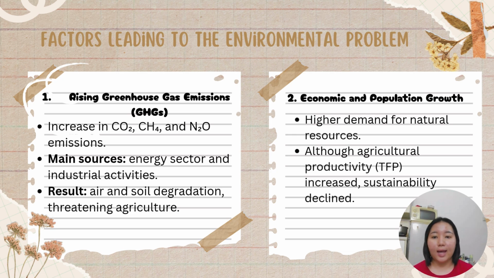The second factor is economic and population growth. The GDP and population growth bring a higher demand for natural resources. The UiTM research shows that while total factor productivity in agriculture has increased, the interaction with growing emissions has also led to challenges to the sustainability of agriculture in the long term. So even as agricultural productivity increases, the accompanying environmental costs may offset these gains and even increase the vulnerability of agricultural systems.